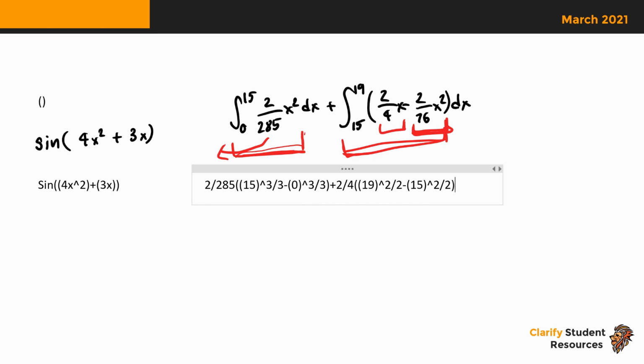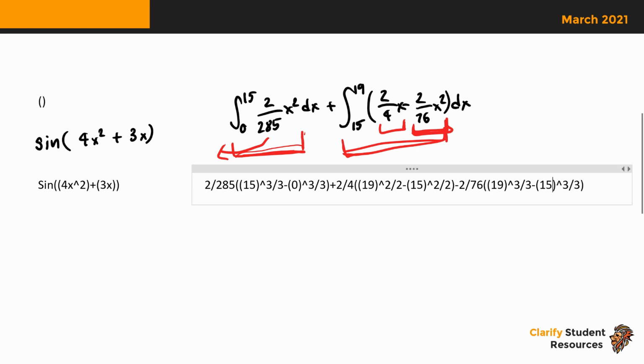And then lastly, we have the last expression. I'm going to subtract off 2 over 76, which is the constant. Always take the constant out, it helps save time. Because it's x squared, it's going to become x cubed over 3. So this becomes cubed over 3 minus cubed over 3. And at this point, I can plug in the limits again, 19 and 15.